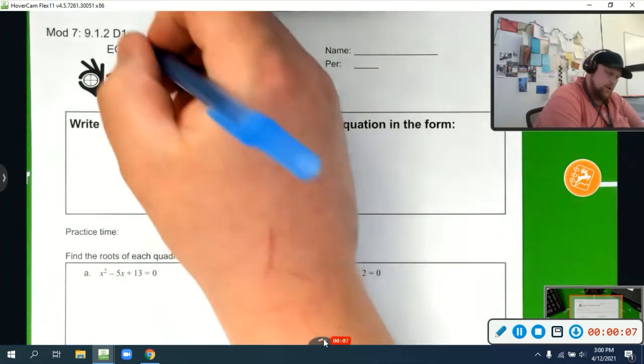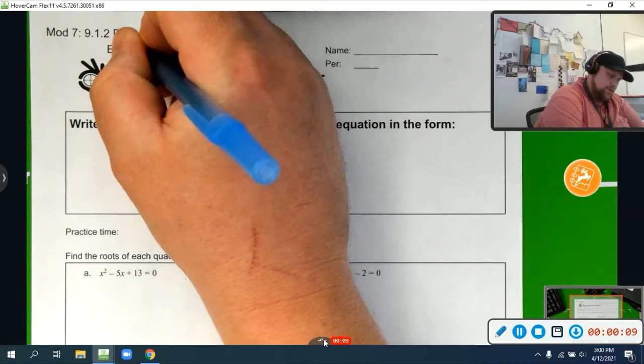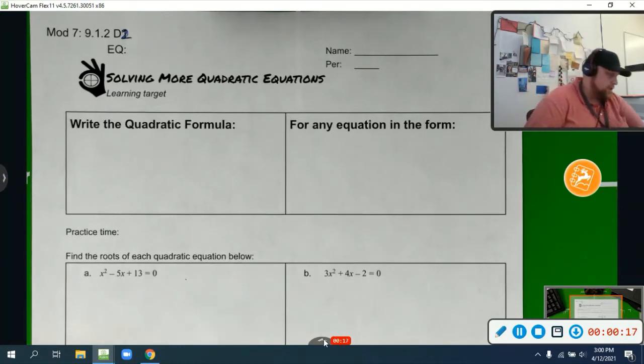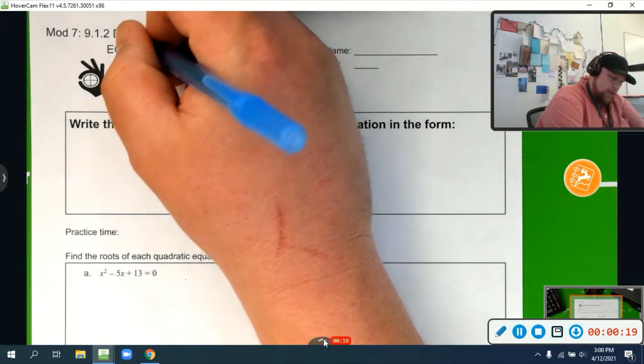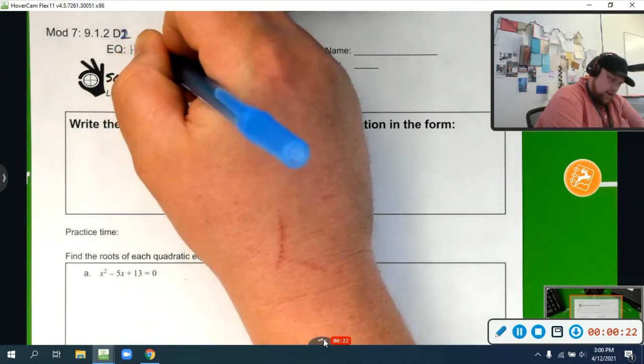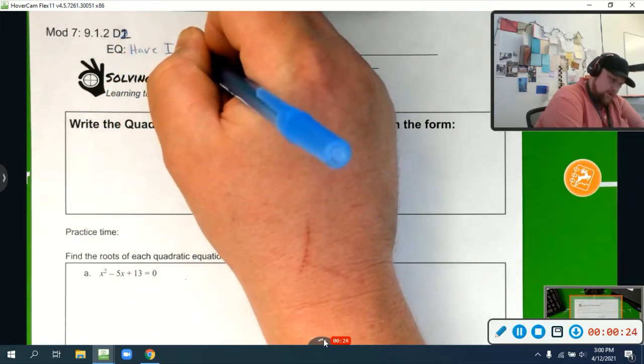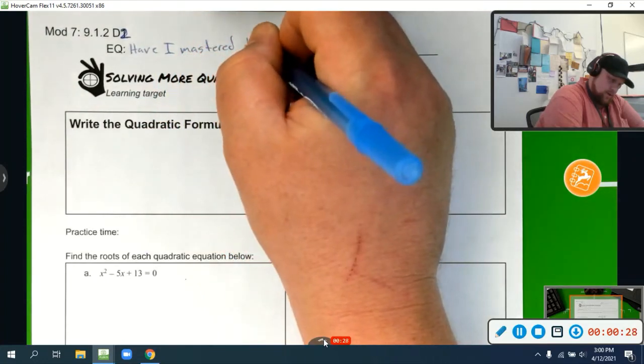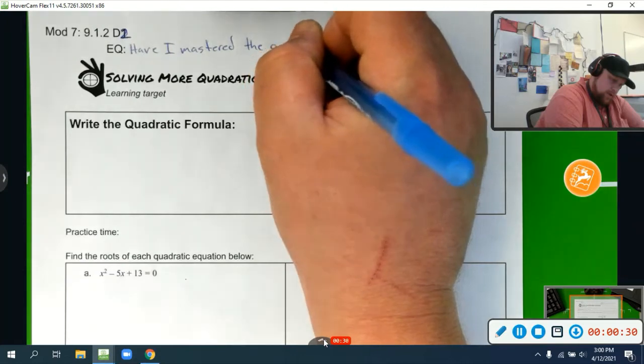So I know this says day 1, but this should say day 2. It'll be corrected on your printable papers, but there it is for that. So we've got 9.1.2 day 2, and the question is, have I mastered the quadratic formula?